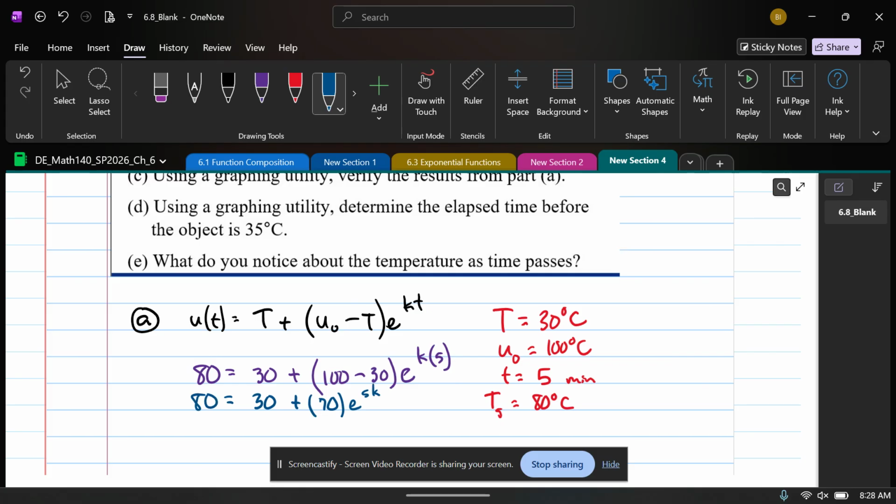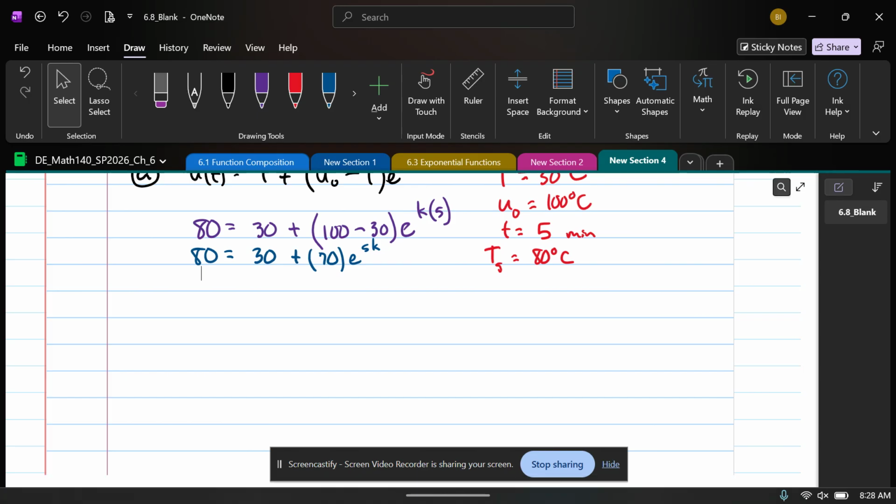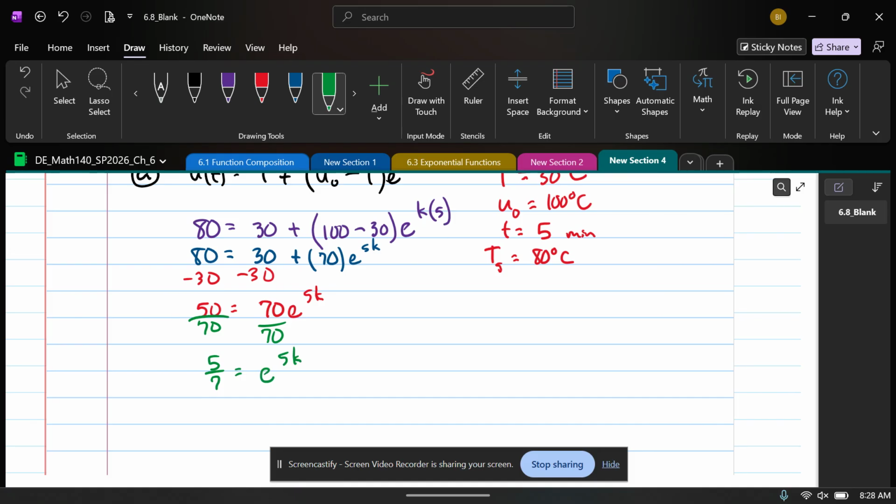Now let's go to work on solving this. What's the first step? Yeah, move that 30 over. Good. Move that 30 by subtraction. That's 50. We have 70 e to the 5k. What's next? Divide by 70. That's right. So divide by 70. Yeah, just leave it 5 over 7. e to the 5k. So that's a base e on the other side.